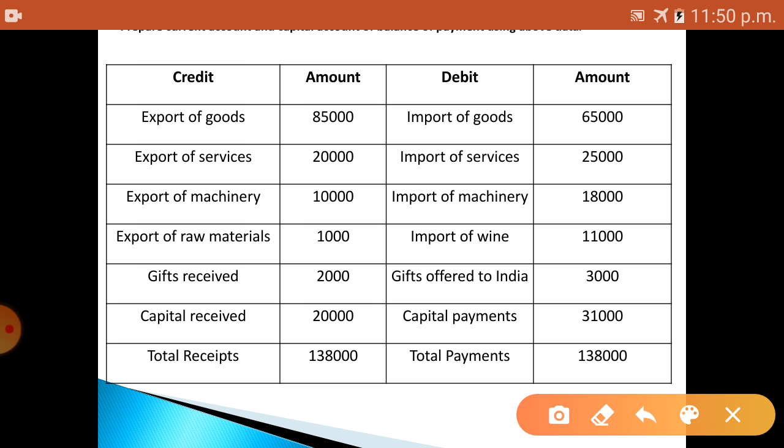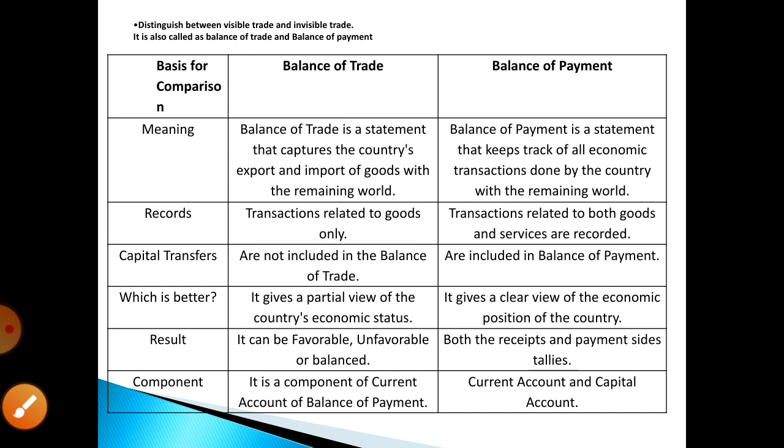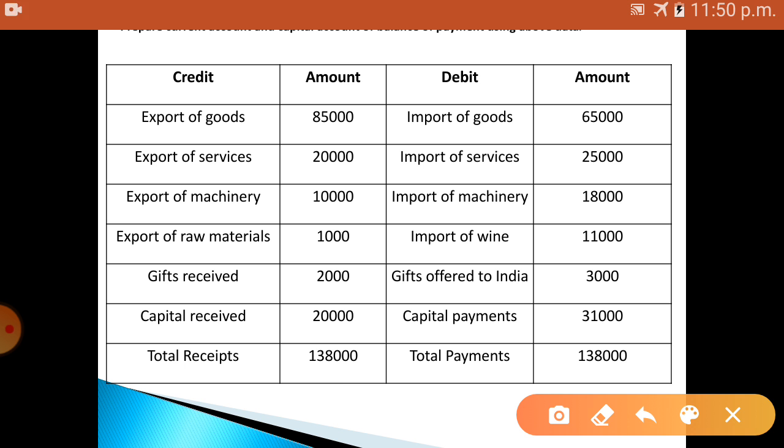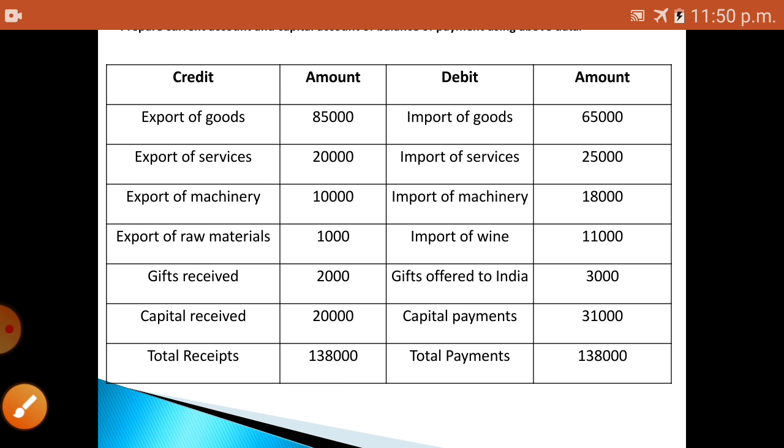Last, we should write total receipts and total payments. Total receipts and total payments should tally equally. Okay, understood? In the credit column we should mention all the goods the country has exported to other countries, and in the debit column what the country has imported from other countries. Okay, see, first in the credit column, export of goods is 85,000. Next, service exported 20,000.